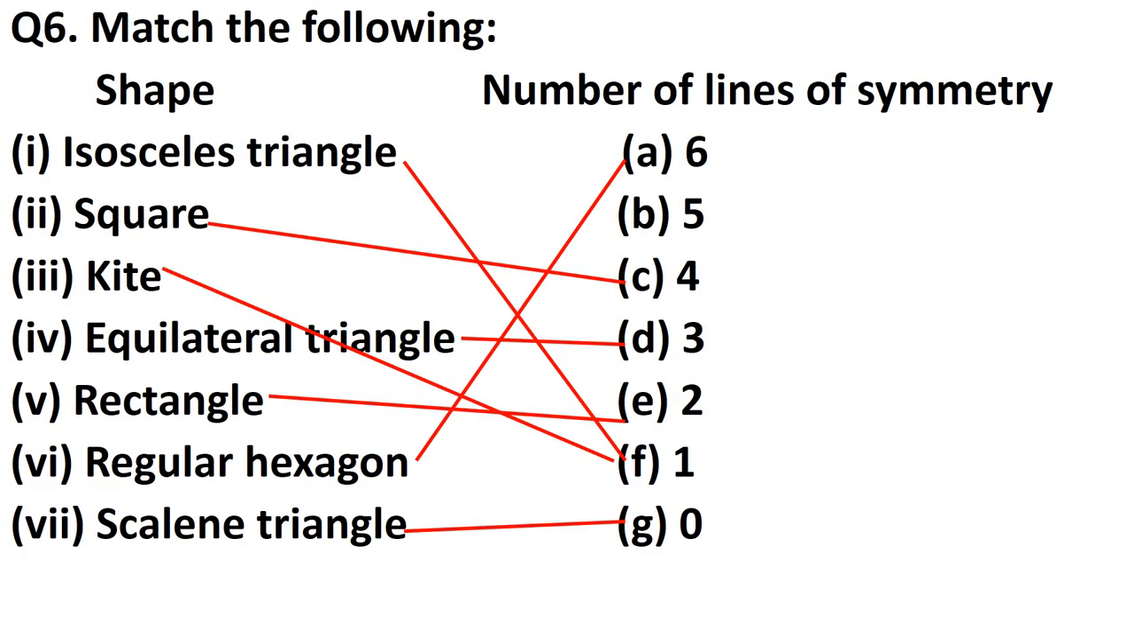Match the following shapes and the number of lines of symmetry. Isosceles triangle. Isosceles triangle has one line of symmetry. Square, 4 lines of symmetry. Kite has one line of symmetry. Equilateral triangle, 3. Rectangle, 2. Regular hexagon, 6. Scalene triangle, 0. Okay, check your answers. Now see question number 7.